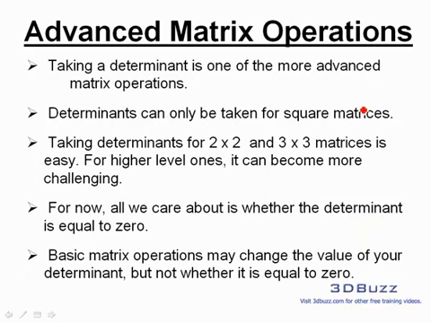Well, there are many advanced matrix operations. We're going to be talking only about one of them. It's called a determinant. Determinants can only be taken for square matrices, meaning matrices with the same number of rows and columns. Taking determinants for 2 by 2 and 3 by 3 matrices is very easy.